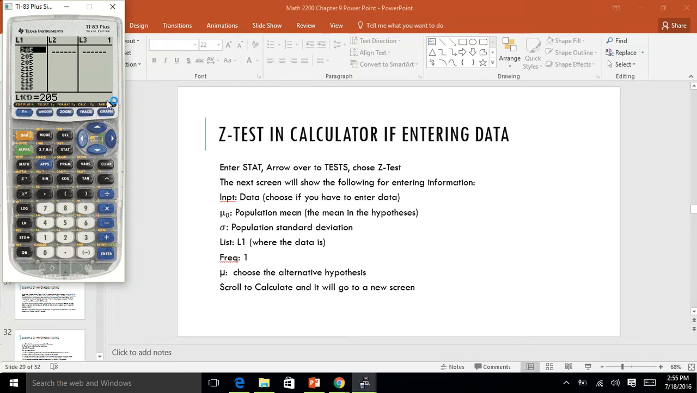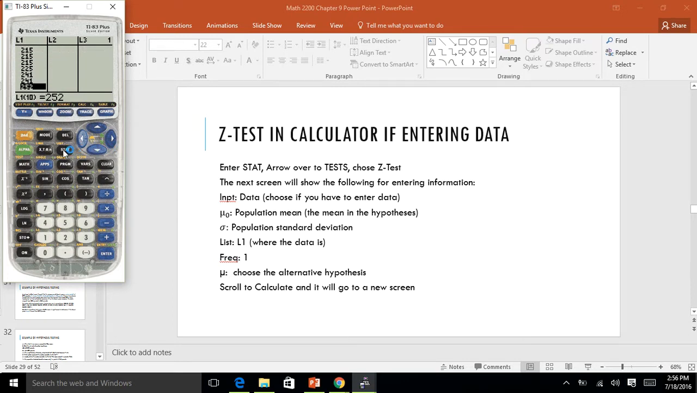The data I'm using right now is on page 486, and it's about bench press scores. So I just went ahead, and I'll show you this and then I'll explain the problem. And I went ahead and I just put my data in. That's all I did. I put it in my L1.